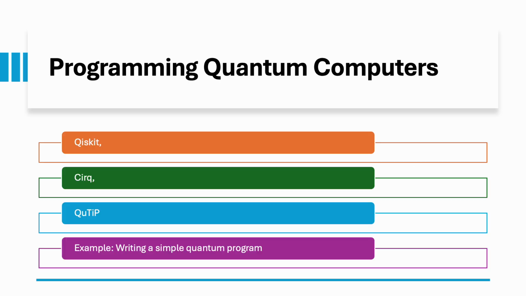Programming quantum computers: Qiskit, Cirq, QuTiP. Example, writing a simple quantum program. So you can go on Google Colab and use these kits to write a very simple program or quantum algorithm to see how programming happens in quantum computers. But before we go to the programming, we will need to learn the quantum automata in a little bit more depth before we jump in and start coding anything.